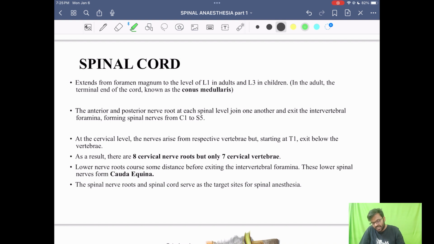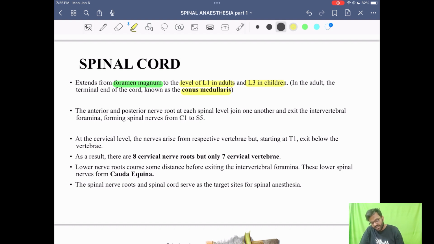It starts from foramen magnum and ends at the level of L1 in adults and L3 in children. This is a very important point. In adults, the terminal end of the cord is called the conus medullaris.